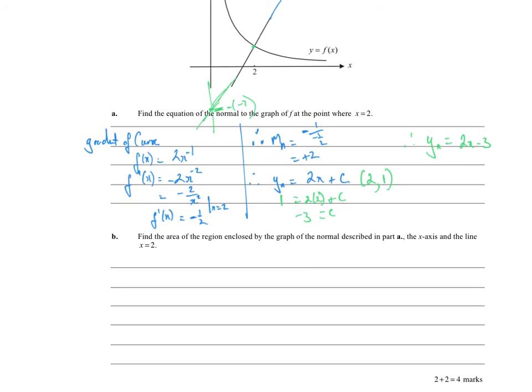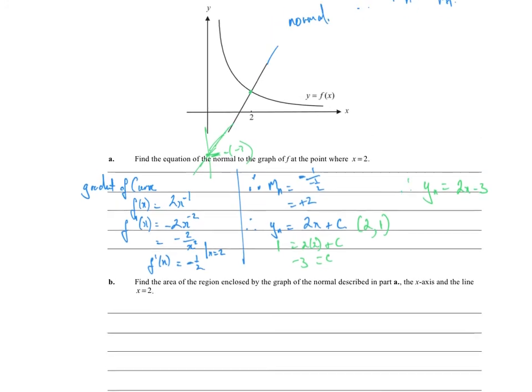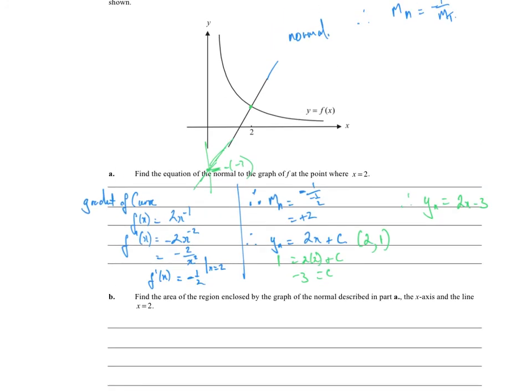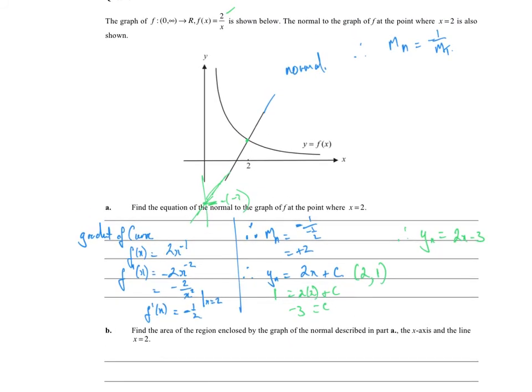Find the area of the region enclosed by the graph of the normal described, the x-axis and the line x equal to 2. So there's x equal to 2. So let's sketch that in there, because let's try and work out what they're saying. The line x equal to 2 is the point of intersection. Find the area enclosed by the graph of the normal, the x-axis. So I reckon it's just this little area here.